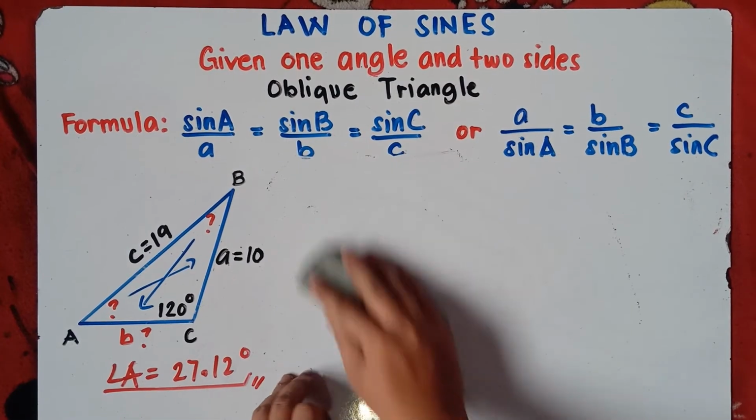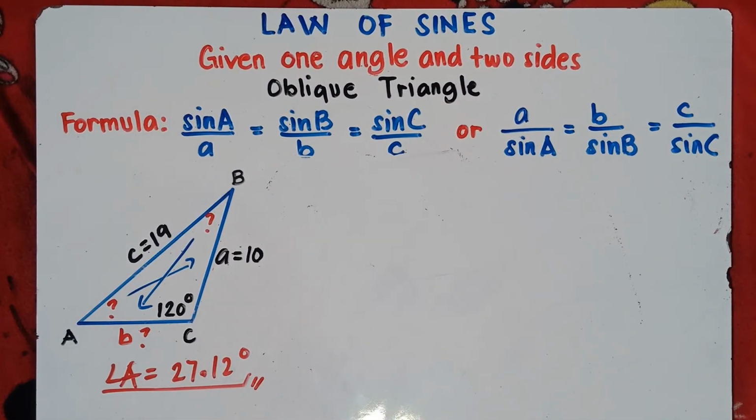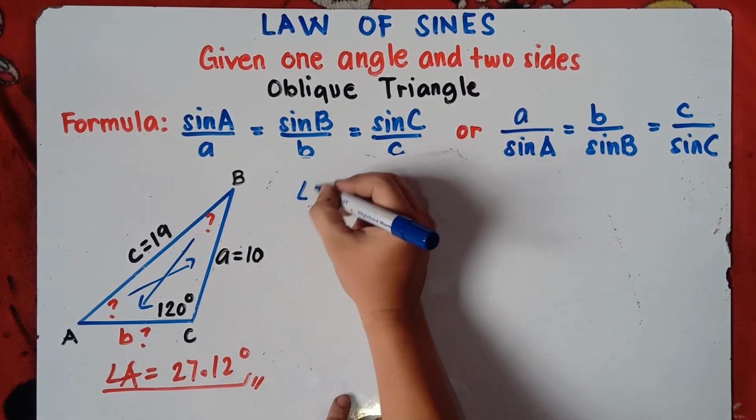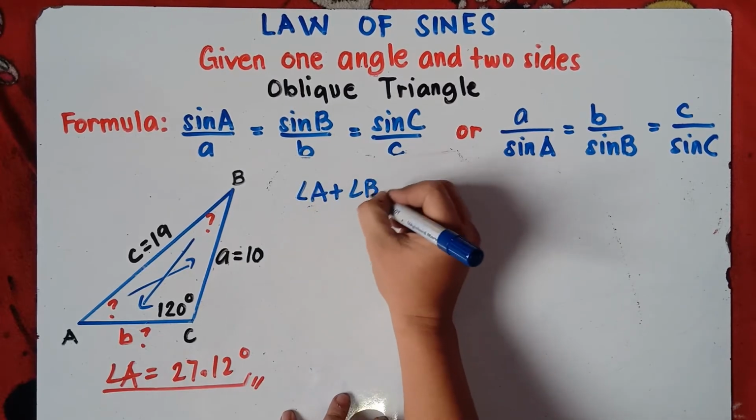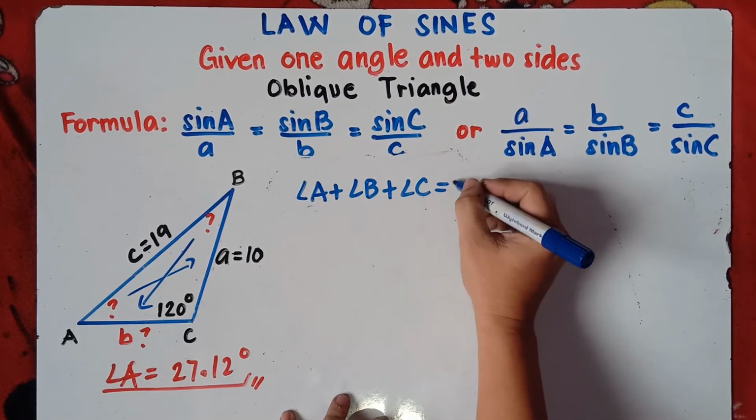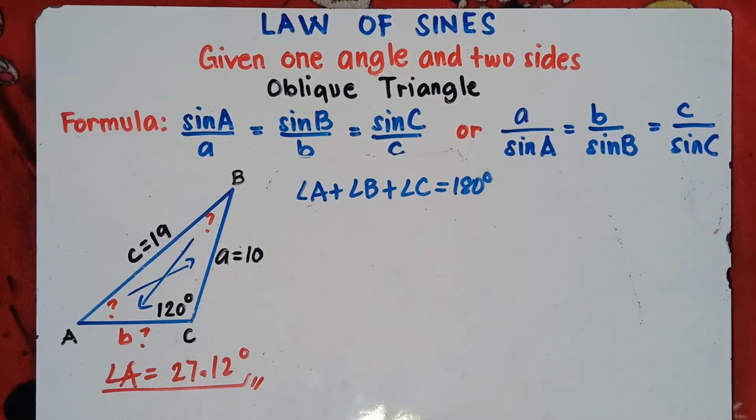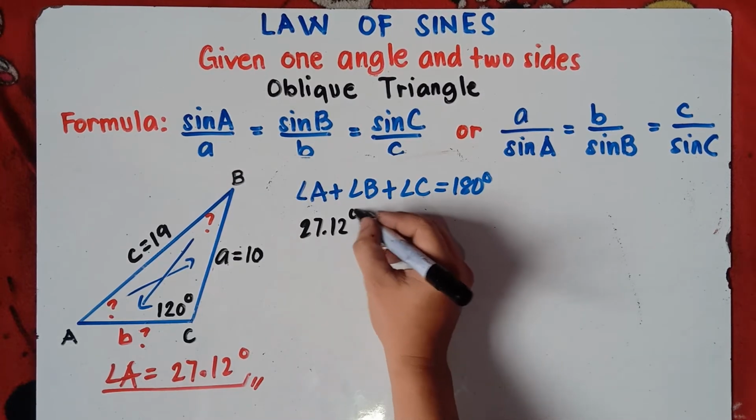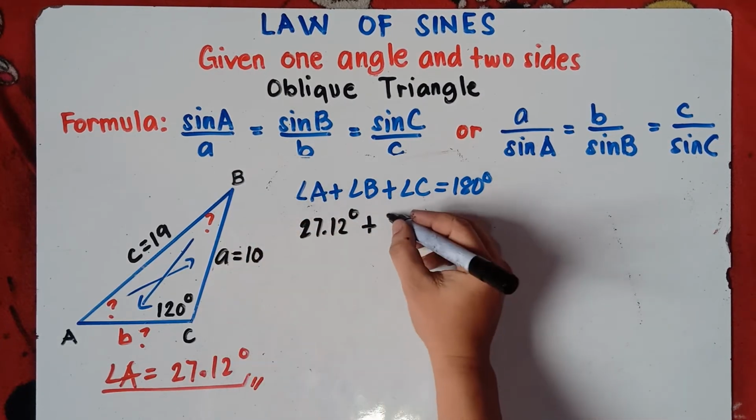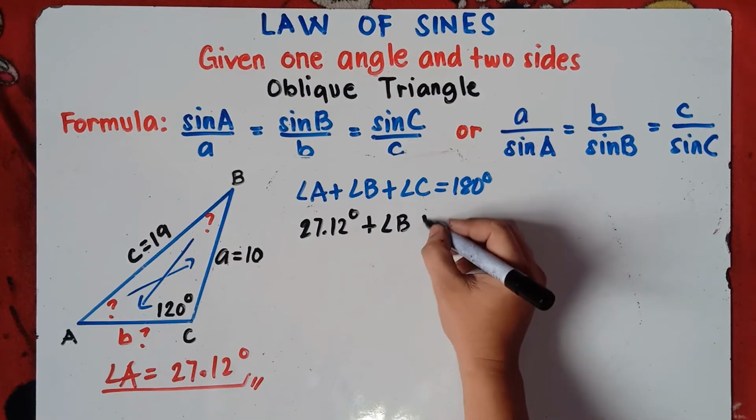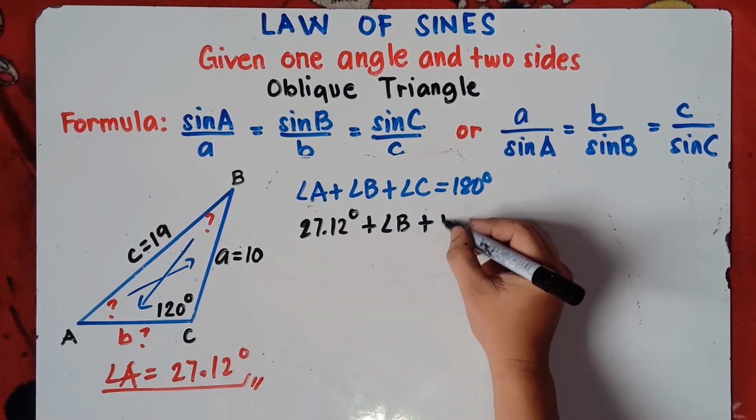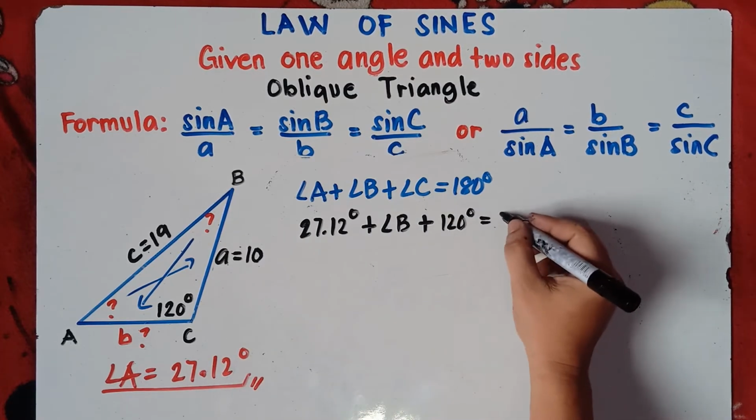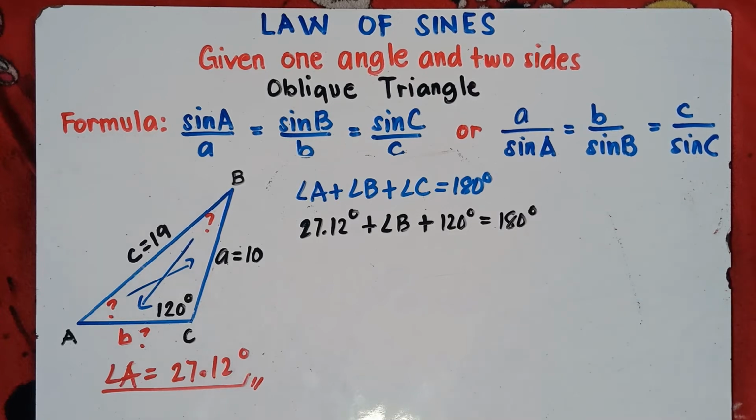Alright, so once again, angle A plus angle B plus angle C is equal to 180 degrees. So our angle A, that is 27.12 degrees, plus angle B. We don't have angle B, so copy angle B, plus angle C, that's 120 degrees, equals 180 degrees.